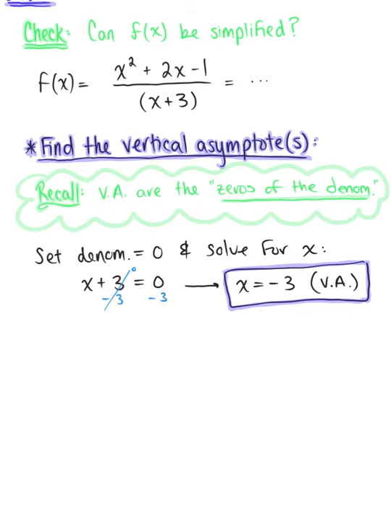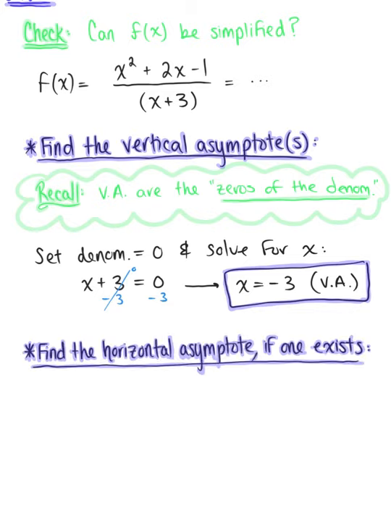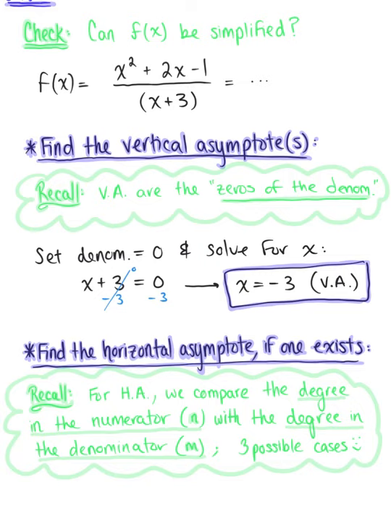So the next thing that we want to do is check this rational function for horizontal asymptotes. And again, I want you to recall that to identify the horizontal asymptotes, if any exist, we are going to compare the leading term in the numerator to the leading term in the denominator to see which degree is larger, smaller, or are they equivalent.